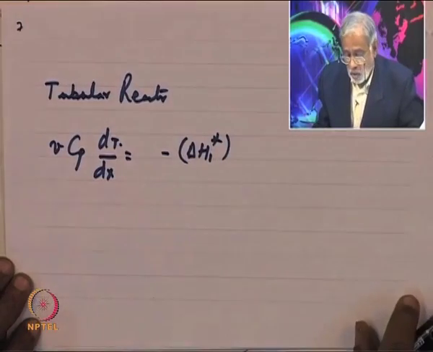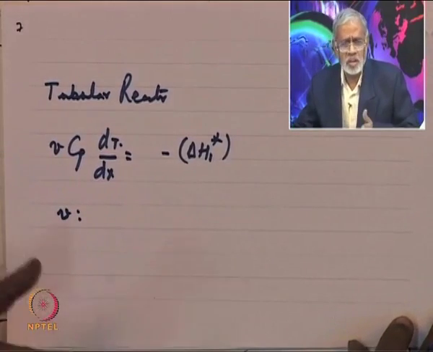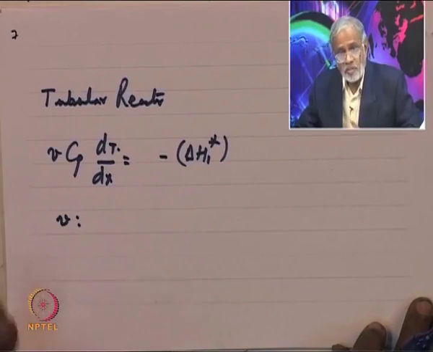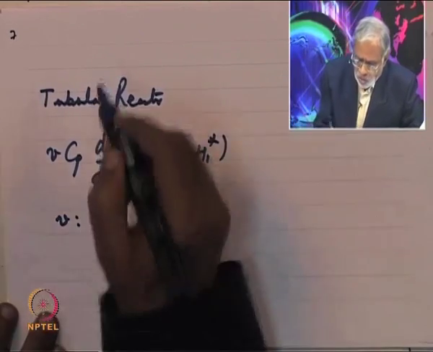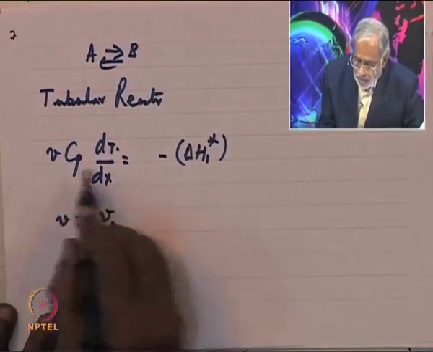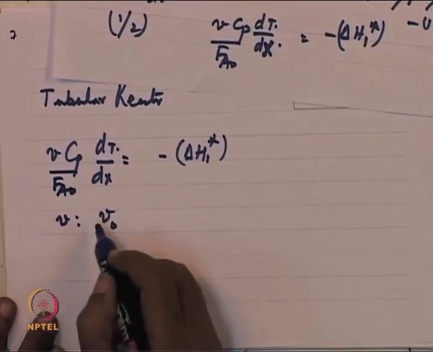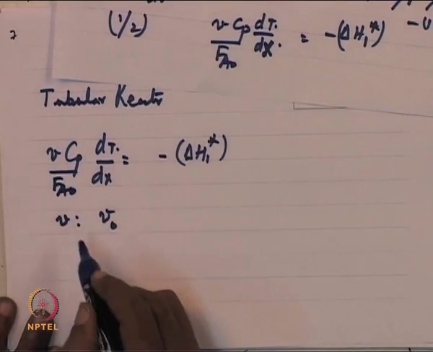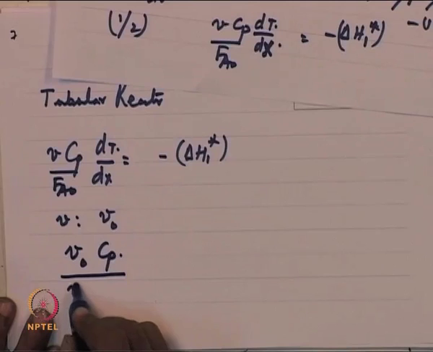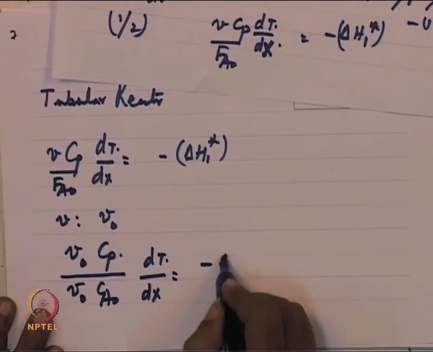Now, V, the volumetric flow, for a given reaction actually depends on so many factors, particularly the temperature and so on. If there is a change in moles, the volumetric flow will also change. Suppose we consider a situation as in this particular case, A going to B and B going to A, V equals V naught, so that in this case F is 0. If I put V equal to V naught, this becomes V naught C P, F A0 is V naught C A0, dT/dx equal to minus of delta H1 star.